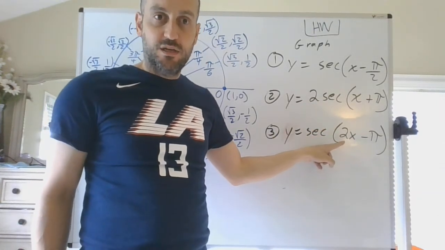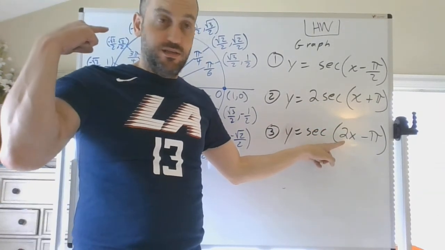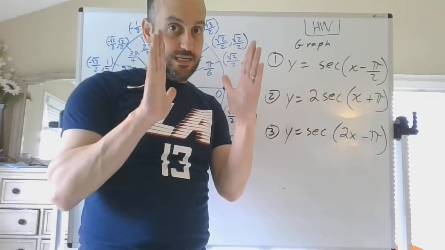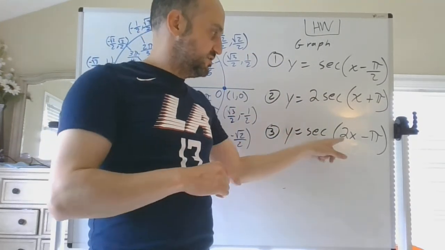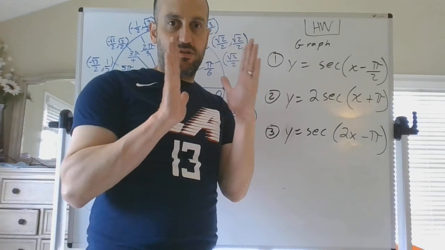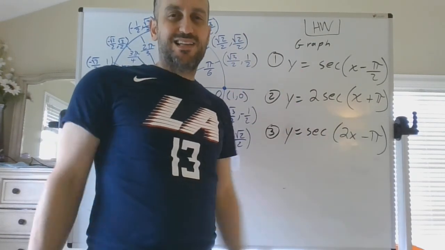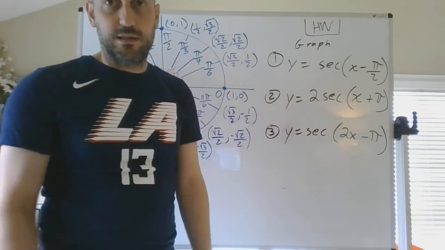However, this one, similar to the one we just did, is going to be the truncated period. These are the ones that get tricky when the period is shrunk down or stretched out. That's when it gets a little more tricky, like the one we just did.